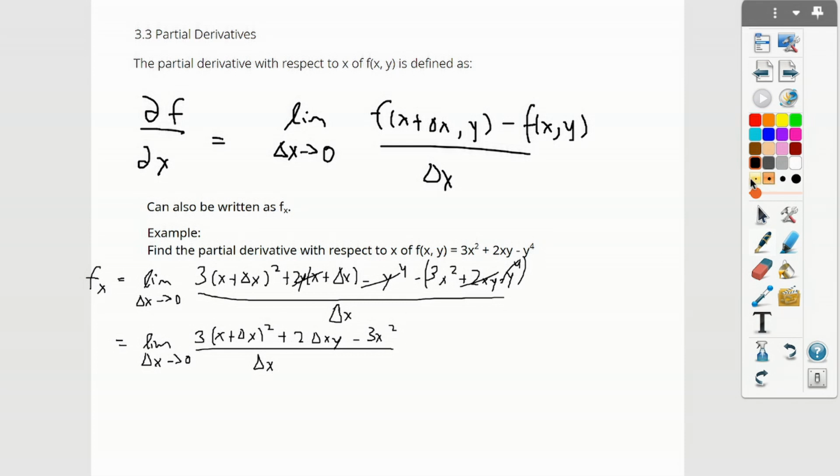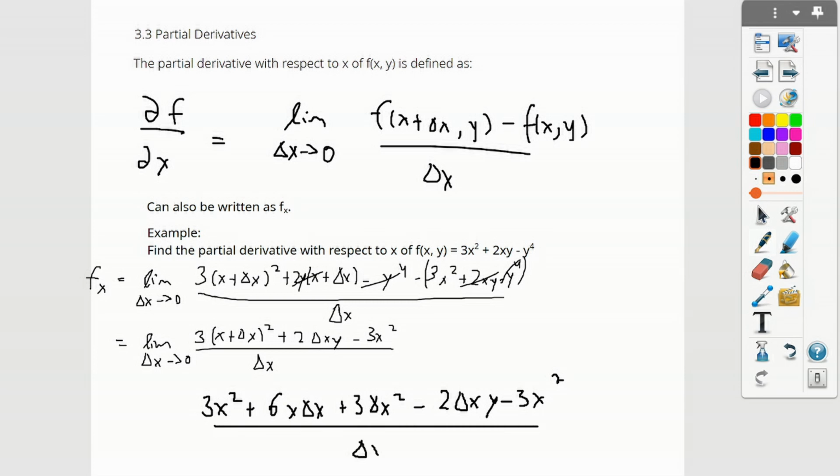So that is that, right? Which means, what will you get? Well, you will get 3x squared plus 6x delta x plus 3 delta x squared, minus 2 delta xy minus 3x squared, over delta x. And this is the limit as delta x approaches 0 of all of this. 3x squared minus 3x squared cancels out, and the delta x you can take off from every single term, the remaining terms.